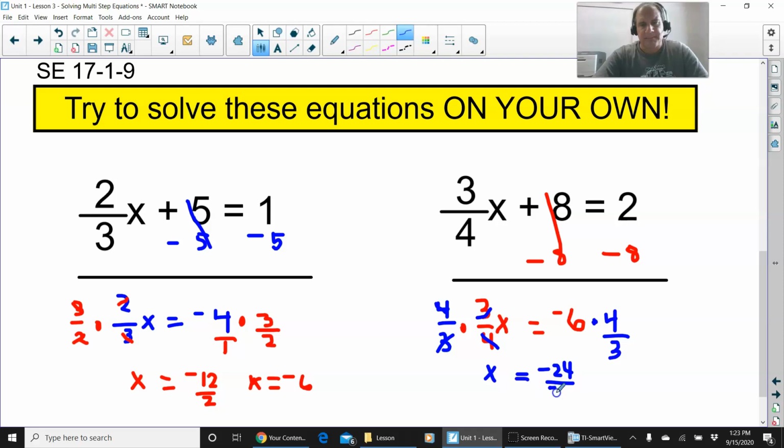And then divided by 3. -24 divided by 3, you can even use your calculator, is -8. And that's it.